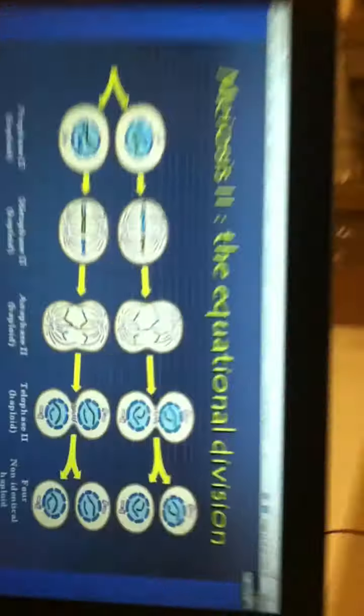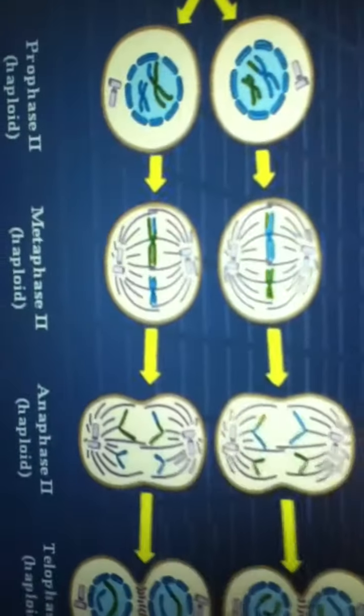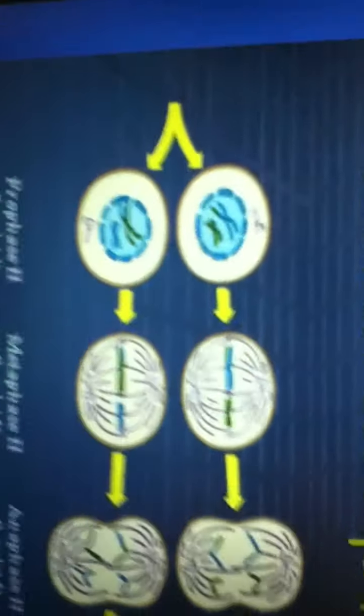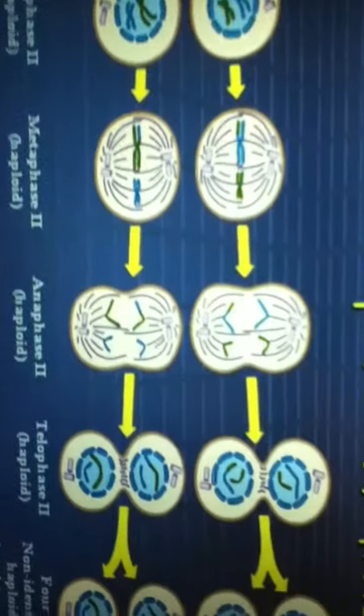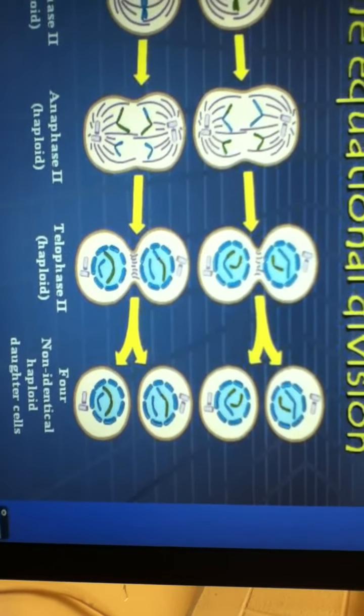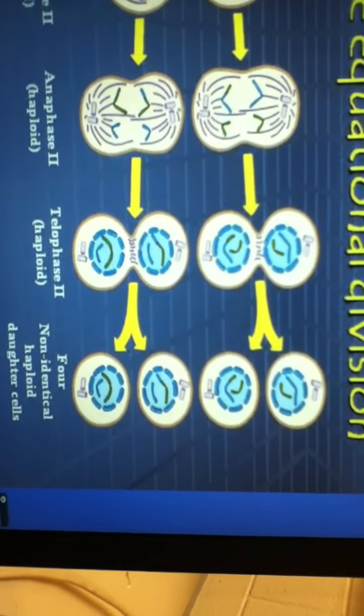In meiosis 2, those 2 cells are now going to go through the process again. Prophase 2, metaphase 2. There's no more crossing over here. Anaphase 2, telophase 2, and then finally we end up with 4 different haploid daughter cells.